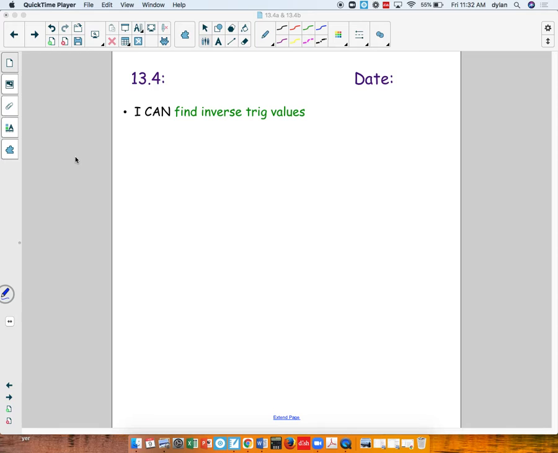Today we're going to continue with finding inverse trig values, and we're going to focus on the other three trig functions that we didn't look at in 13.4a. So we're going to look at cosecant, secant, and cotangent today.